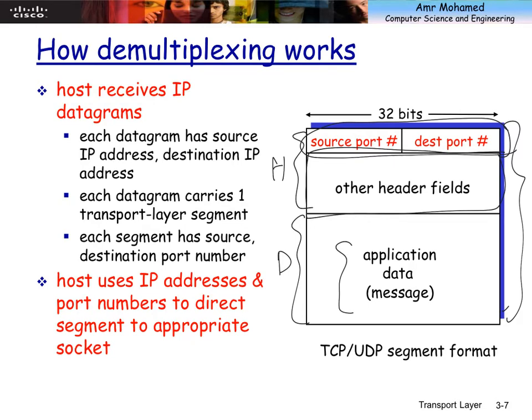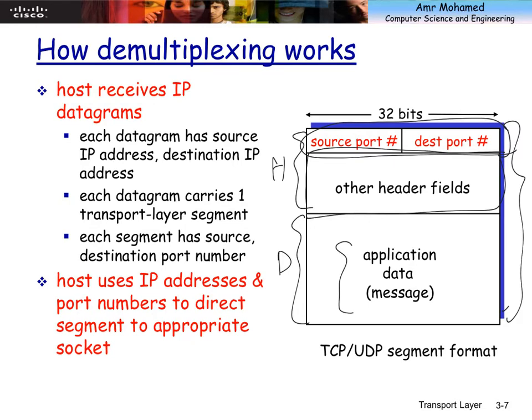So the host receives the IP datagrams from the network layer, and each datagram has a source IP address and destination IP address. So I need to specify, based on the IP address and destination IP address, whether I'm using UDP or TCP. If I'm using TCP, I need the IP address as well, because I need to identify the socket based on the 4 pieces of information: IP address and port number for both source and destination.